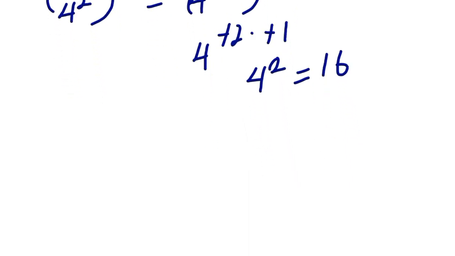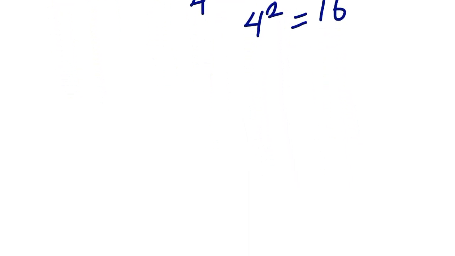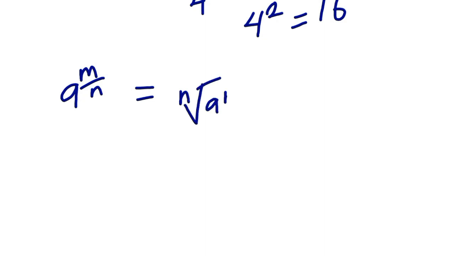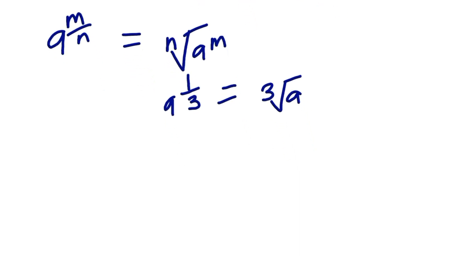Now for the last law, when we have a raised to the power of m all over n, this is equal to the nth root of a raised to the power of m. Now let's take for example, when we have a raised to the power of 1 all over 3, this is equal to the cube root of a. Now another example, when we have 9 raised to the power of 1 all over 2.